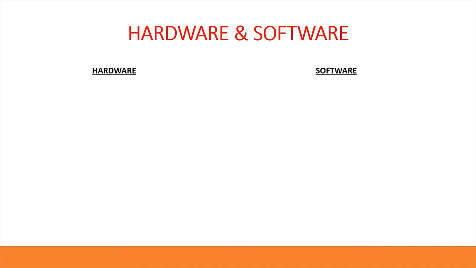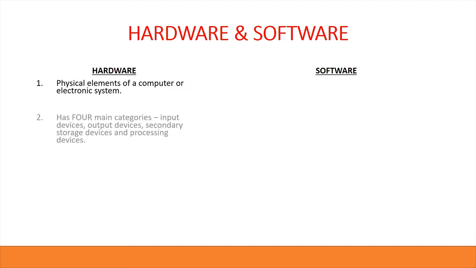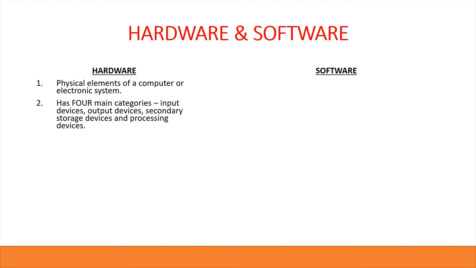Whereas when we compare hardware to software, software only has two main categories: system software and application software. Remember that. So these are basically the differences between hardware and software. If we look through it, hardware is nothing but the physical elements of an electronic system. It has four main categories, like we said. Then it is tangible, which you can move around.